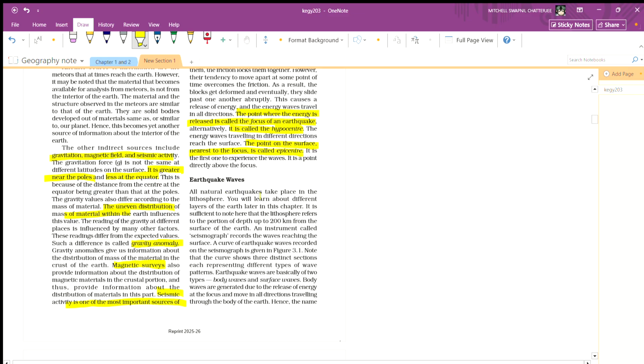All natural earthquakes take place in the lithosphere. You will learn about different layers of Earth later in this chapter. It is sufficient to note that the lithosphere refers to the portion up to a depth of 200 kilometers from the surface of Earth, from where we are standing. If we take 200 kilometers, that is called lithosphere.